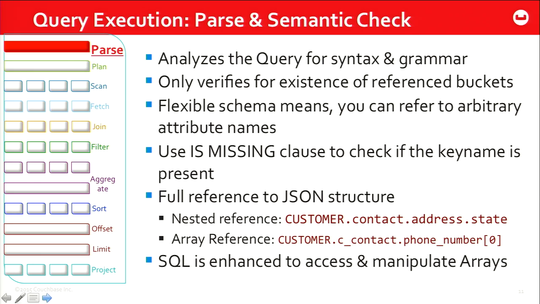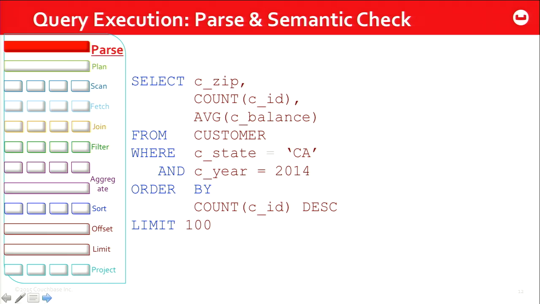The second thing is, since you can have arrays, you can address the arrays with a square bracket, and you can mix and match. You can reference attribute values that are stored within arrays within hierarchical structures, so you can reach any hierarchical level within the JSON structure. Okay. And we have enhanced SQL to make sure you can not only access, you can manipulate, update, do all the operations on the complete JSON structure. Okay.